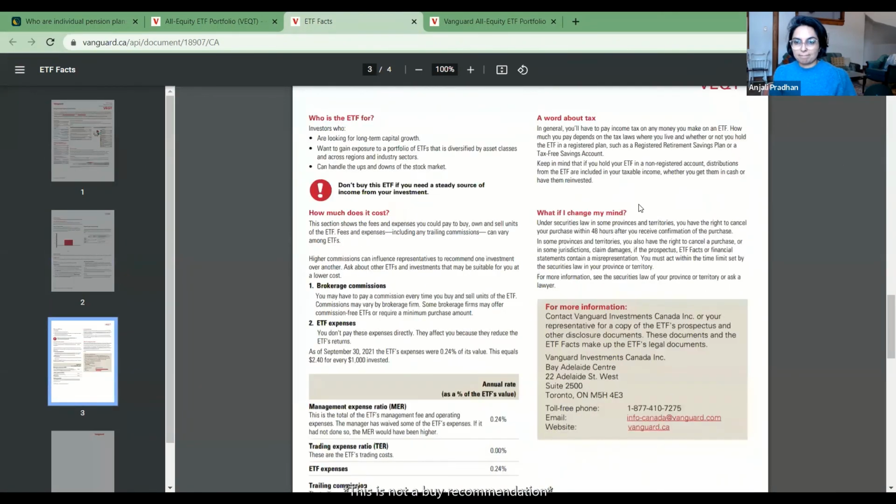Oh, this is interesting. Under securities laws in some provinces and territories, you have the right to cancel your purchase within 48 hours after you receive confirmation of the purchase. It shouldn't be the case, but know that if you're like, oh my God, I made a huge mistake, this is possible. And also, your broker can also reverse certain trades that haven't settled. There's also that.